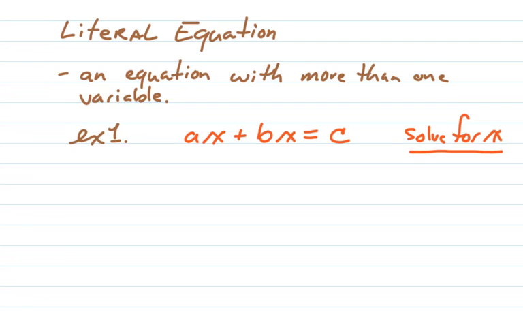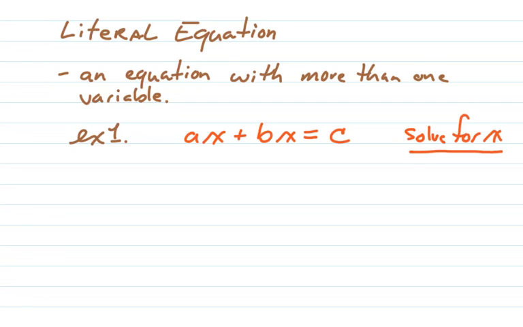All right. In this instance, the problem is x is kind of split. I have an ax plus a bx, and I want to get them all in one. I just want one x in my problem, and I'm going to do that using factoring.